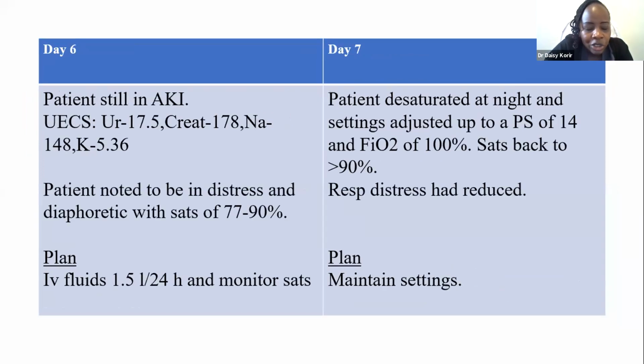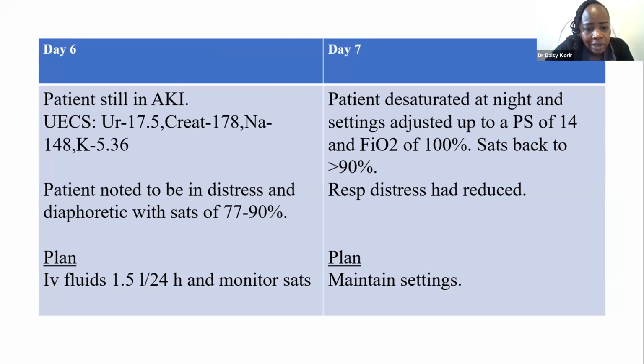So on day 6, the patient was still having AKI, although the kidney functions were coming down. Urea was now at 17.5, creatinine of 178. So he was noted to be in distress and was also diaphoretic with saturations of 77 to 90.